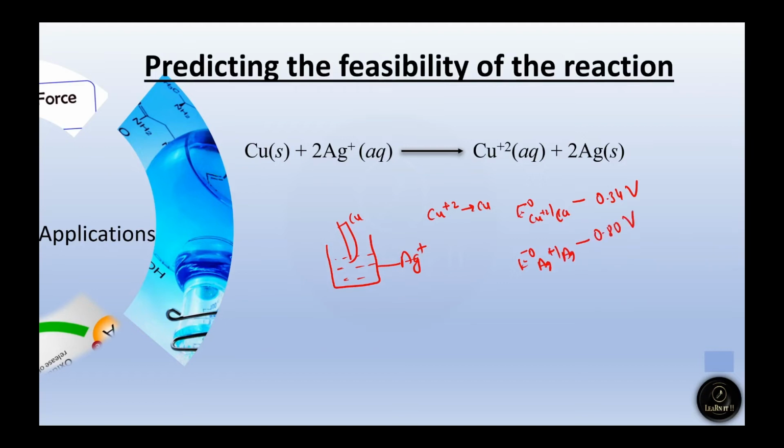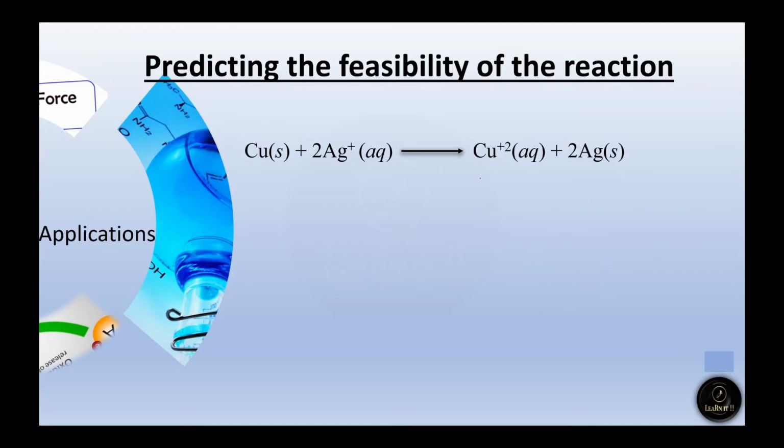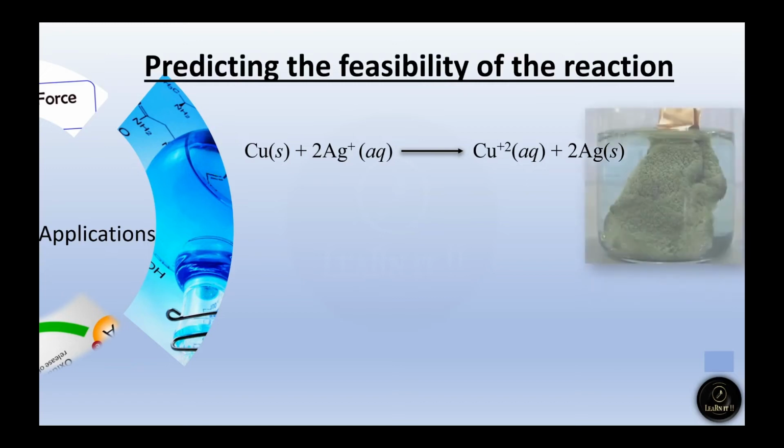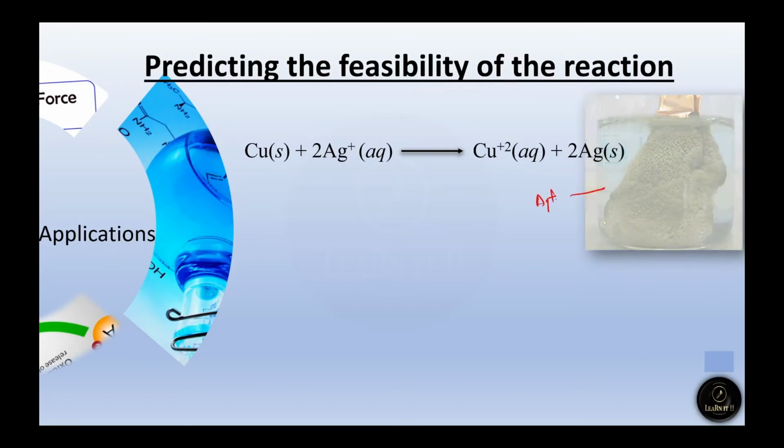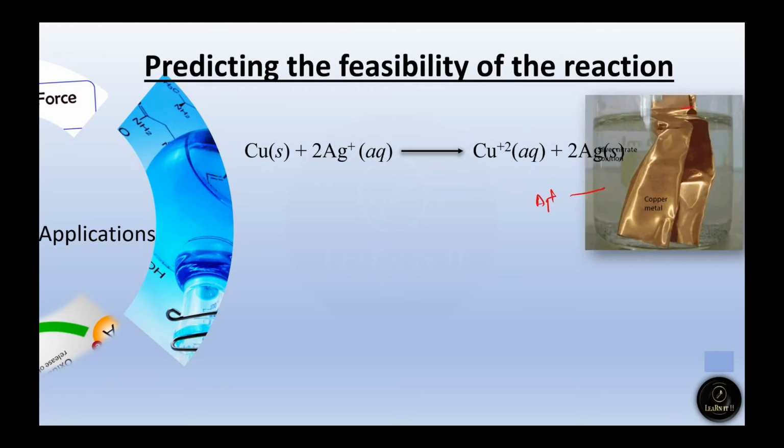So it means the reduction potential of the silver electrode is more. Means that when Ag+ ions are in contact with copper, then they can grab the electrons from copper. So this reaction is feasible and it can be understood by this graphical image. Here this solution is containing Ag+ ions and this is the copper metal.